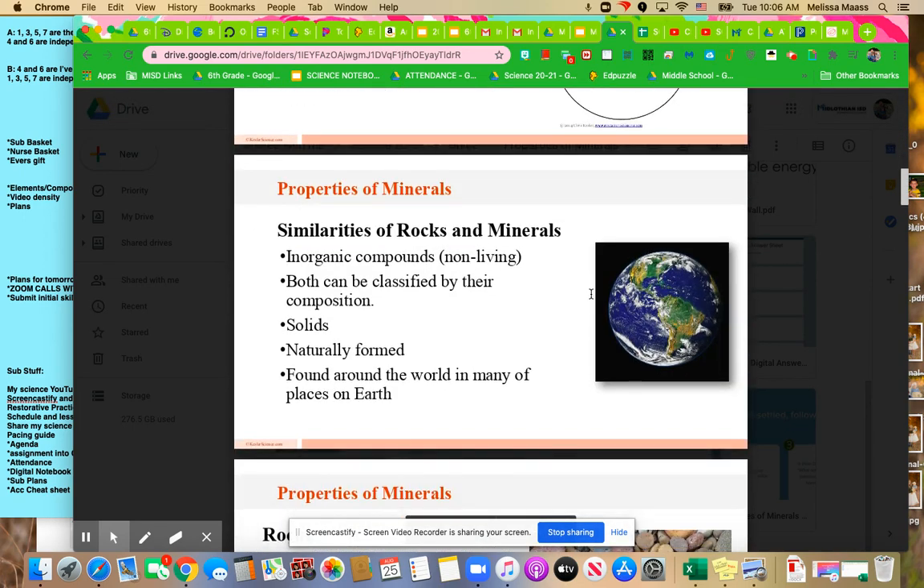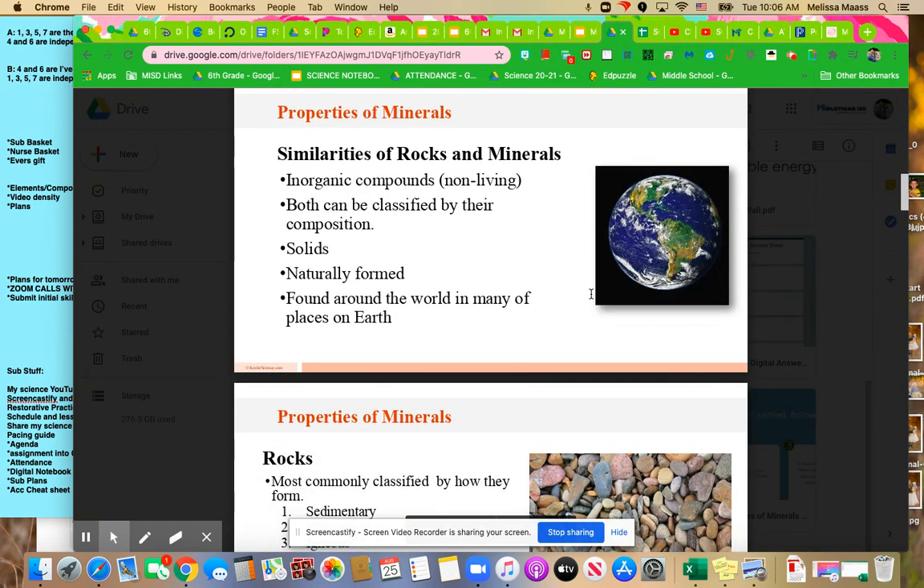Now, some of you, when we talk about minerals, you may think that they are rocks, and they're different. Minerals are going to be inorganic compounds. Like when we talked about compounds, they're not living, okay? That's pretty much what it means. They're not living. They're naturally formed on Earth, so they're not man-made, like no one made them in a factory. They're found everywhere on Earth, and they are solid, okay?